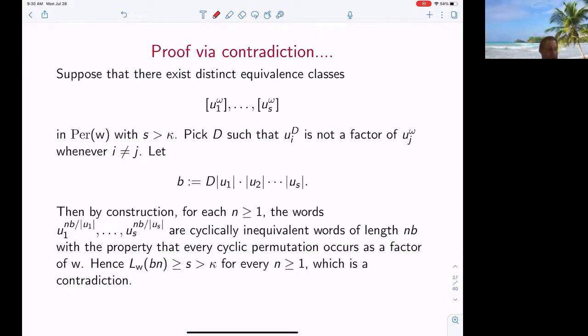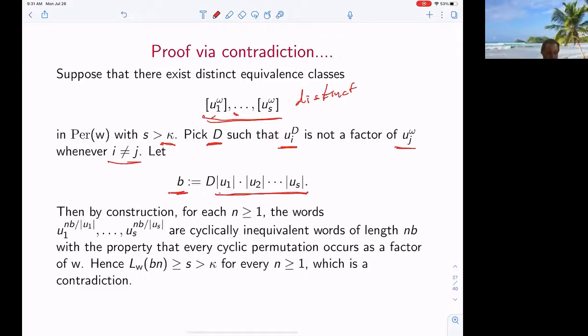So here's the idea. The proof isn't bad at all. Suppose we had more than kappa classes in the periodic set of W. Because these are distinct, that means there's some factor in this one that's not a factor of this, and there's some factor here that's not a factor of this. And what that means basically is we can find some large integer d such that u_i to the d is never a factor of u_j to the omega whenever i is not equal to j. And now all we're going to do is let b be the multiple of, we're going to multiply all the lengths of these words together and then multiply by d.